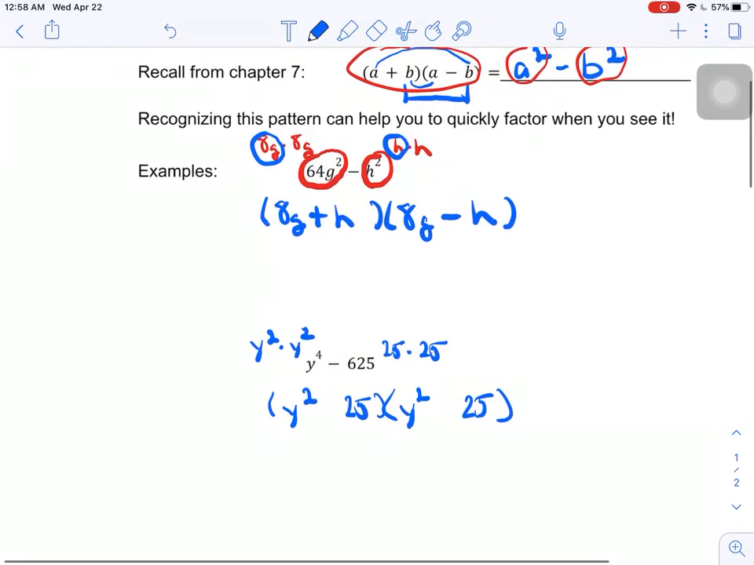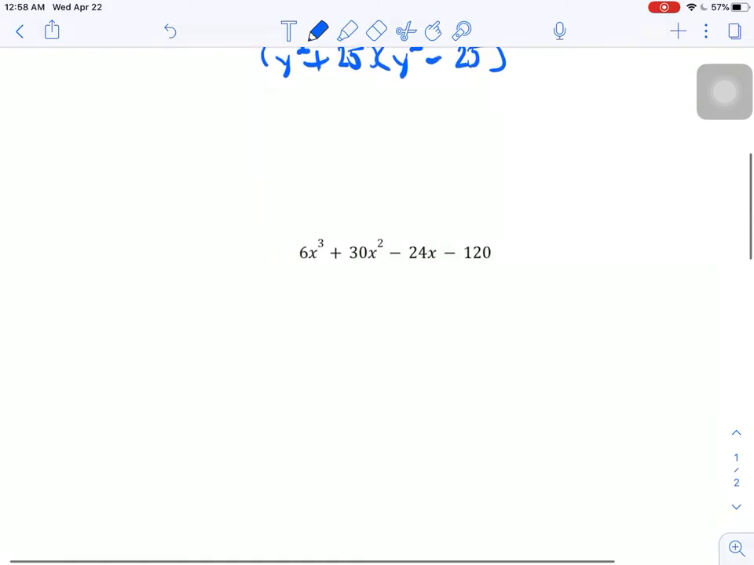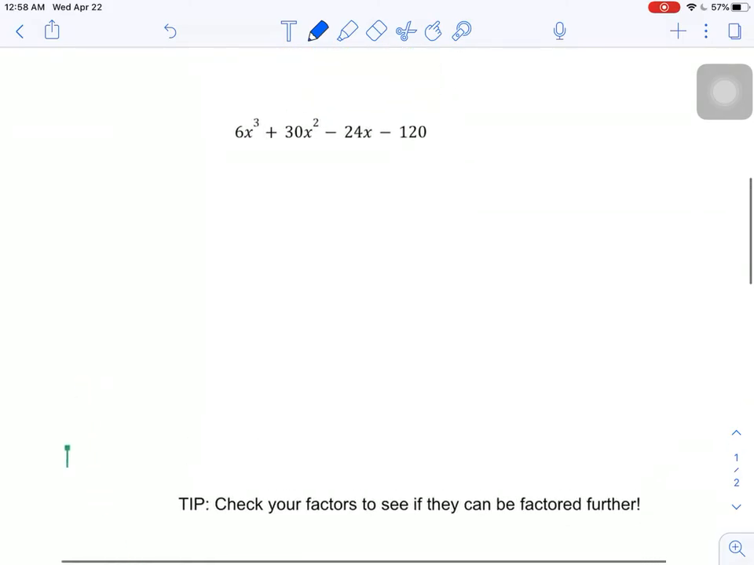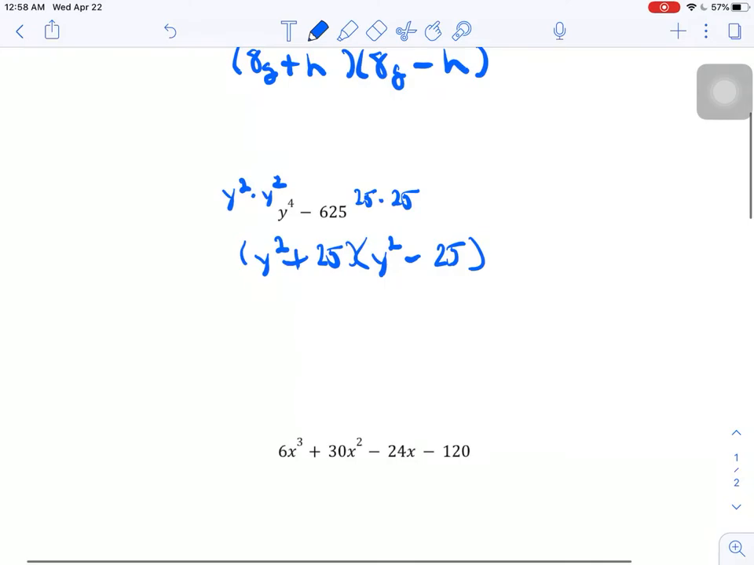And one I'm adding, one I am subtracting. Now, here's the twist, and it actually is a tip that is at the bottom of your page. I put it at the bottom as kind of a final reminder, but we're going to use it right now. So the tip at the bottom of your page: check your factors to see if they can be factored further. So we've got this y squared plus 25 and then y squared minus 25.